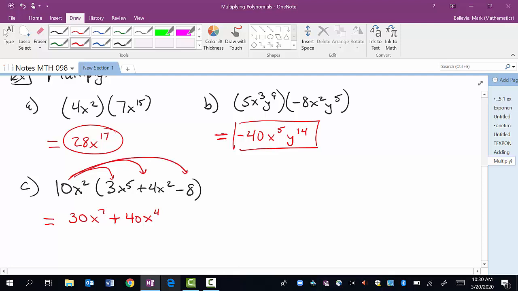And then distributing 10x squared to the negative 8. 10 times negative 8 is negative 80. The x squared doesn't have any x to be multiplied by. It's really being multiplied by 1, so it's just coming along as x squared. So we got 30x to the 7th plus 40x to the 4th minus 80x squared. Don't lose that x squared on that last term. It still comes along, but only the coefficients are going to get multiplied.